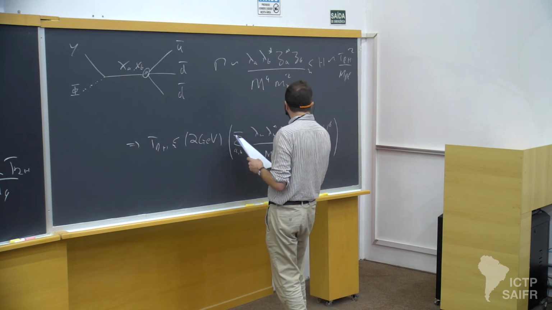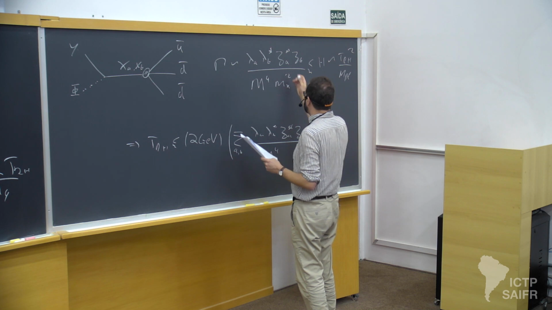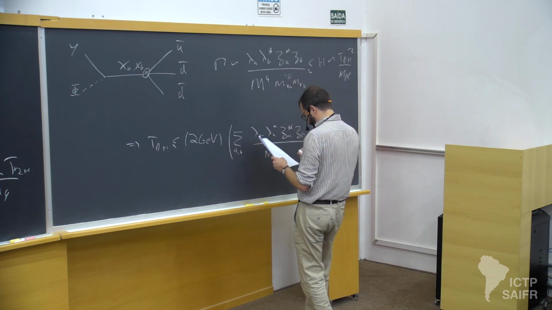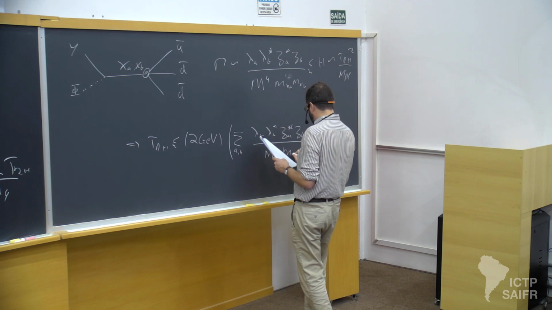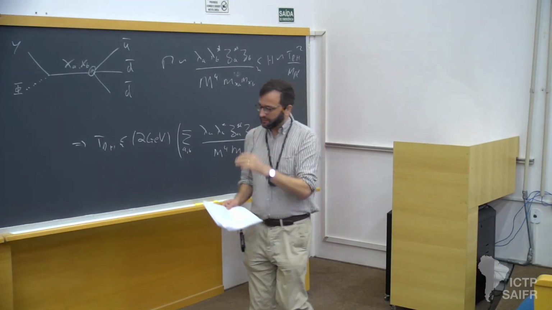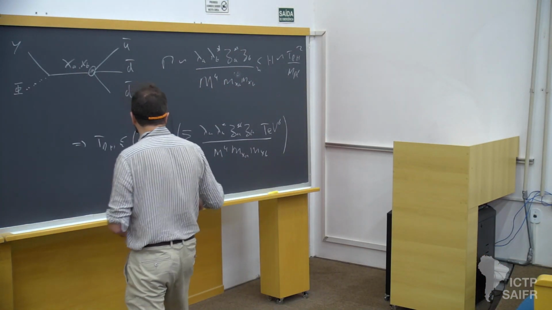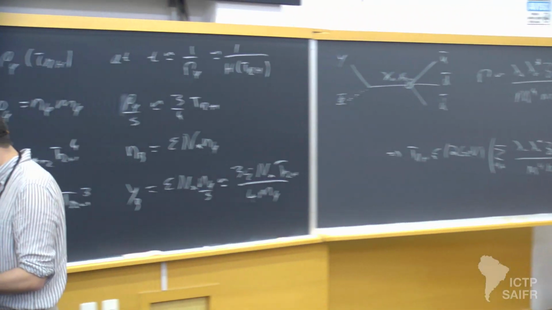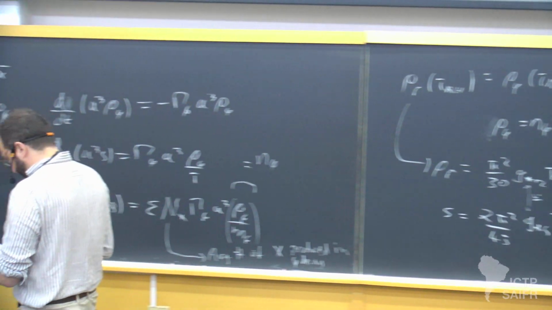M to the 4. This we could put M_XA, M_XB here. Okay. So if you want this sort of scale to be low, you're looking at a low reheat temperature, yeah? Okay.